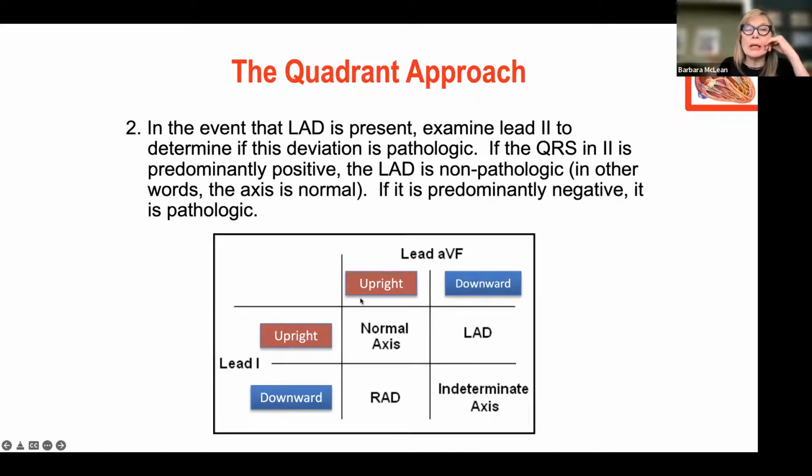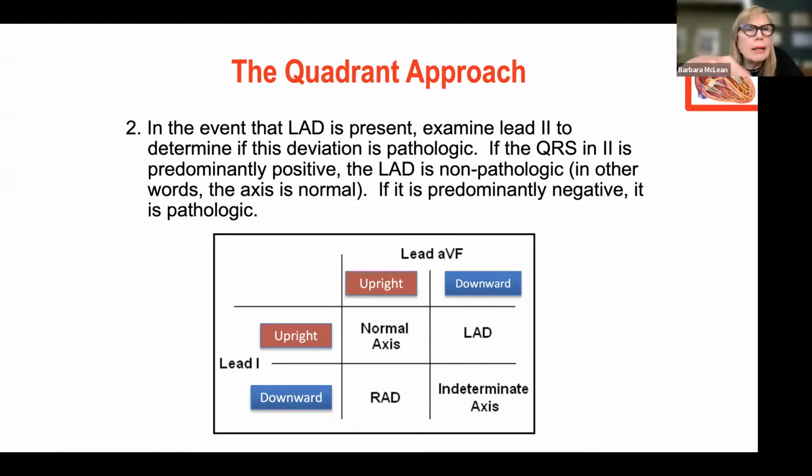So I just gave this little diagram. If you're upright in lead 1 and upright in aVF, it's normal. If you're upright in lead 1 and downward in aVF, that's the left axis. If you're downward in lead 1 but upright in aVF, that's a right axis. And if both are downward, that's severe.